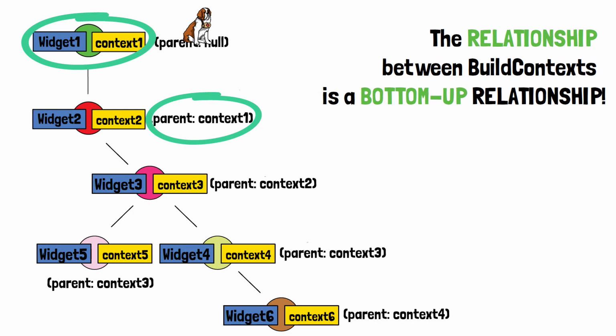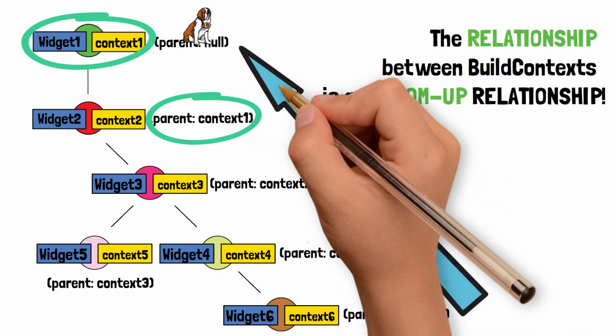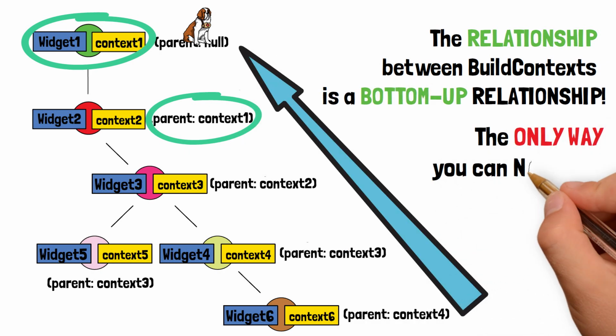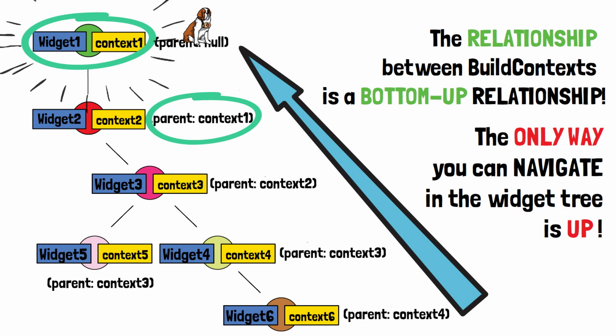Build context only cares about its parent context. It won't record any information about its child or children. This is crucial to understand because this way you will know that the only way to move inside the widget tree is by choosing a context and then navigating up from there. The only way is up. No left, no right, no down. Just up. This is the only way build contexts navigate between each other.